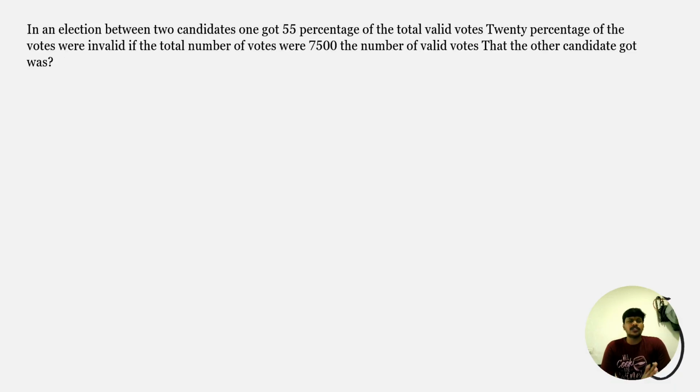Election problems are very common when you are solving for competitive exams. So let's do it. In an election between two candidates, one got 55% of the total valid votes. Assume total votes are 100, because whatever we are doing, the total value is always equal to 100. In that, 20% of the votes were invalid. So 20 are invalid. So how much is valid? 80.